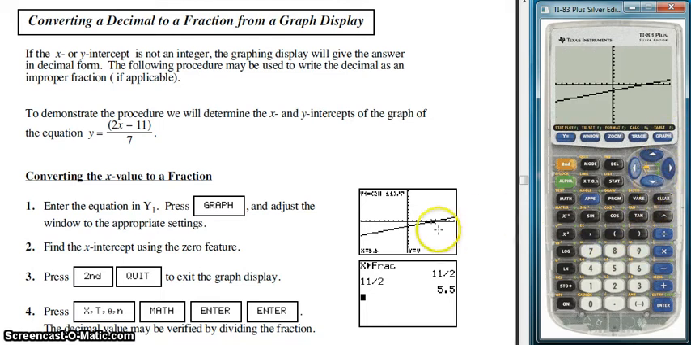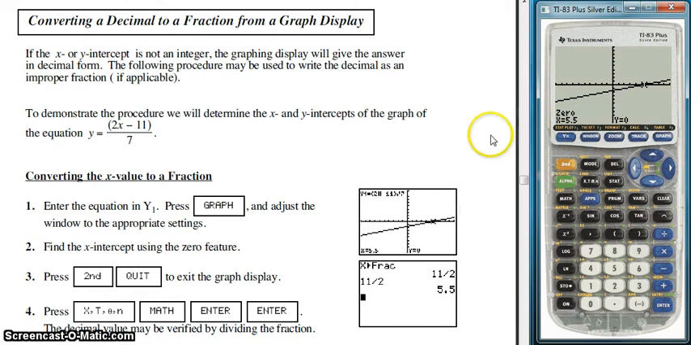If I want to find the zero, let's find the zero. So left bound, right bound, or just type, let's say jump to 10, right? Right bound, this is quicker. That's the answer, 5.5. So what they are saying is you can turn this number 5.5 into a fraction. How do you do it?